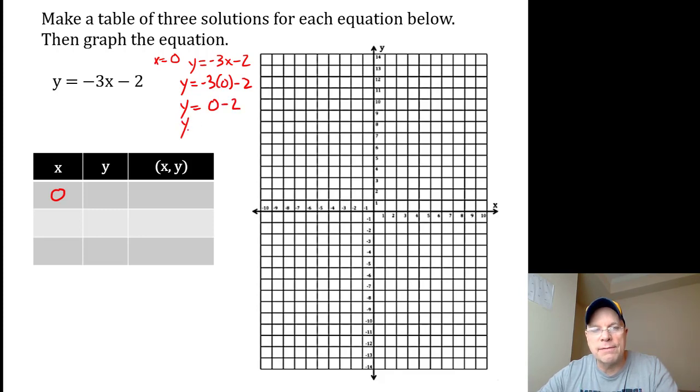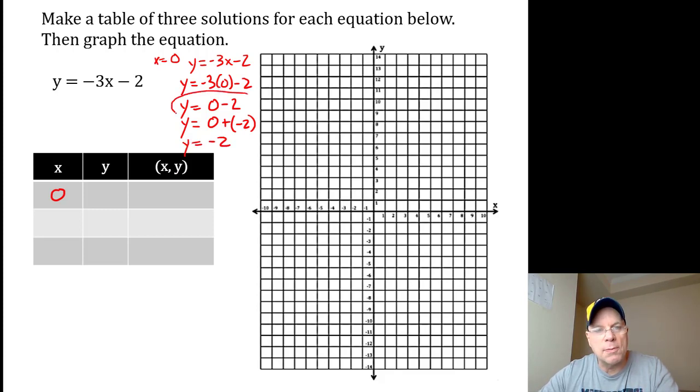And we remember the definition of subtraction. Subtracting is the same as adding the opposite. So 0 minus 2 is the same as 0 plus... We were subtracting positive 2. That's the same as adding negative 2. And 0 plus negative 2 is just negative 2. So y is negative 2.